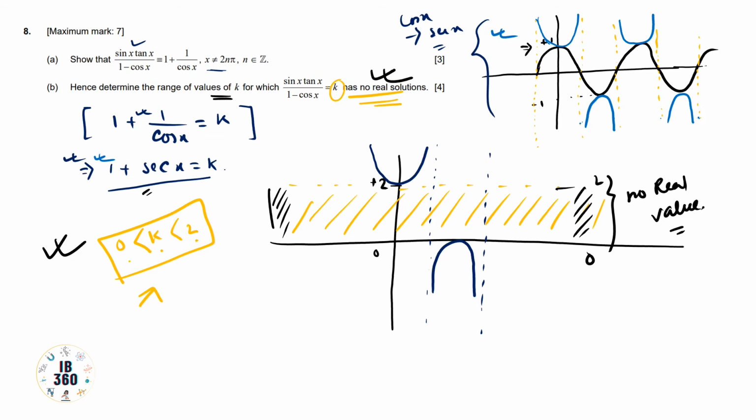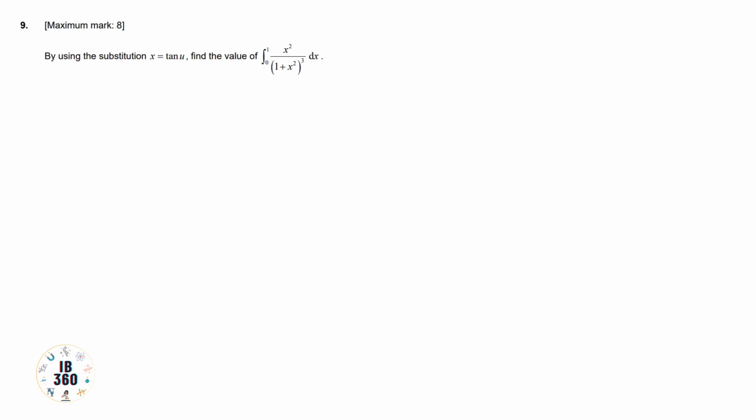Now we will move towards the last problem of this section, that is, by using the substitution x equals tan u, find the value of the integral from 0 to 1 of (x square divided by 1 plus x square) whole to the power cube dx. This is also a very simple question, but you have to remember some trigonometric formulas if you want to do this problem. Okay, so let's do this problem.